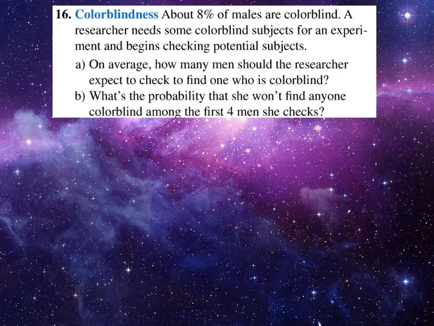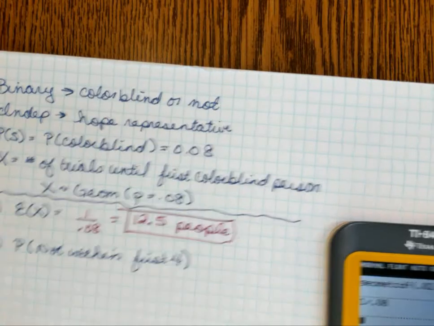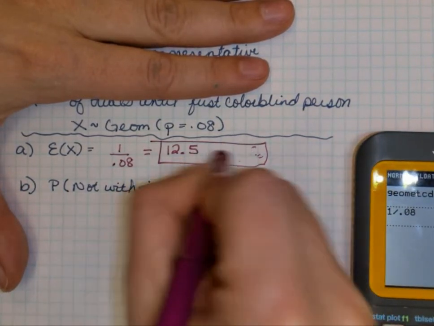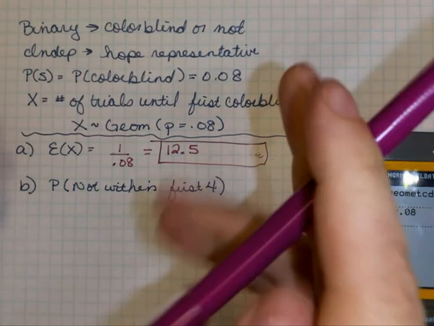Okay, did you get A? A should have been straightforward. What is A? 12.5 people. Okay? Or men. Yes, you're right, because we're not looking at anybody. And they're doing that because colorblind tends to be more a male trait than anything else.